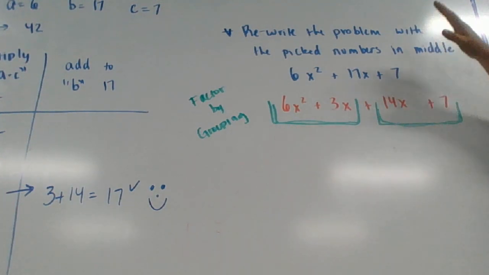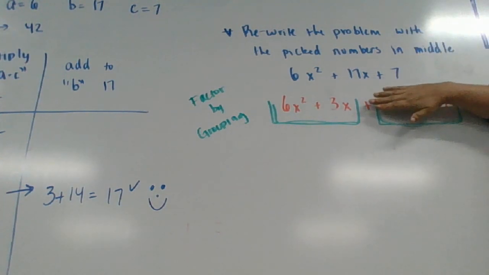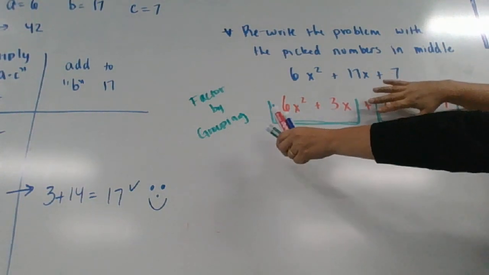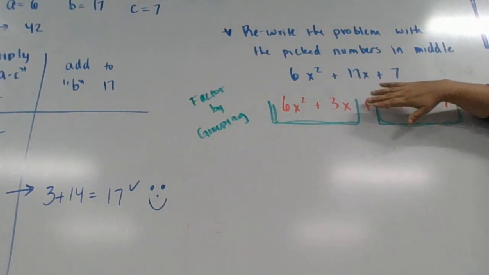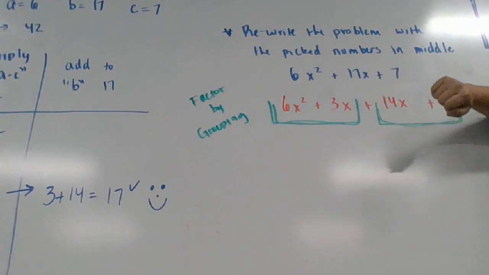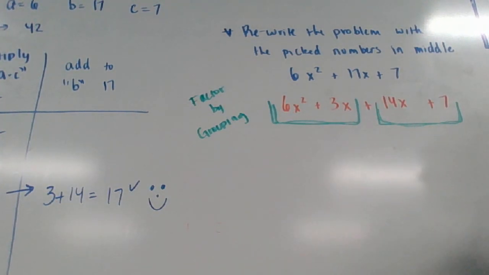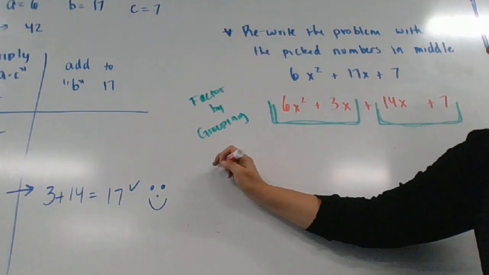What is factor by grouping? I'm going to cover up the last 2, and I'm just going to GCF these. So what's the greatest common factor with 6 and 3? What are they both divisible by? 3. And you know what? These will also both have an x in them. So you can GCF 3x.